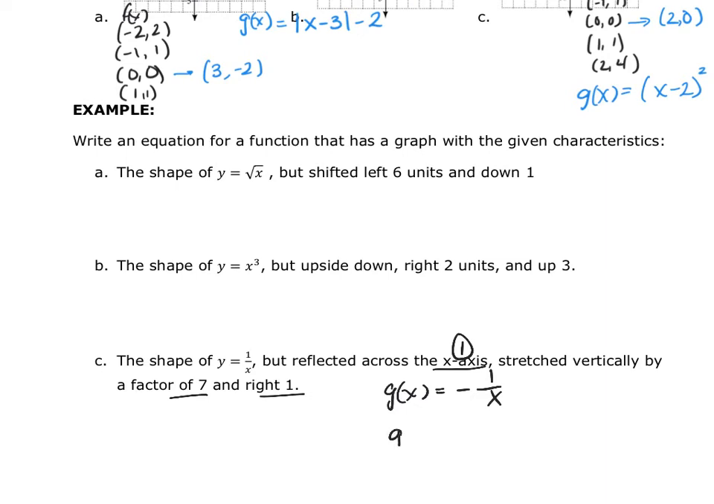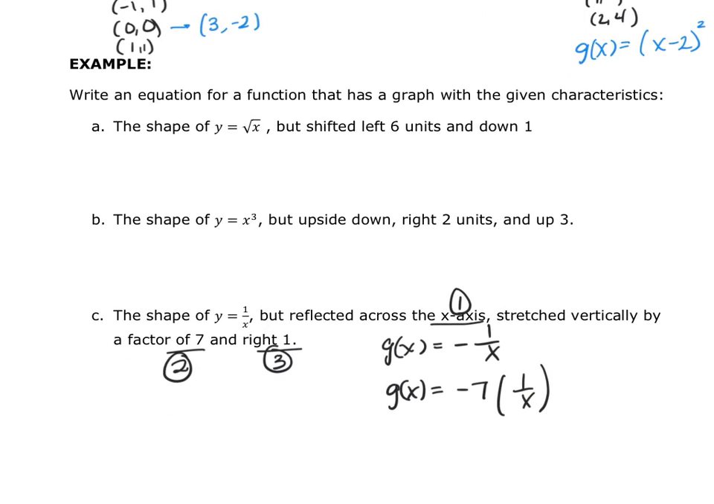Then I'm just going to keep writing it until I've got all the pieces that I need. And then I need to stretch vertically, so that means it's outside of my function by a factor of 7. So I'm going to write this as negative 7 times 1 over x. And then I need to go right 1.